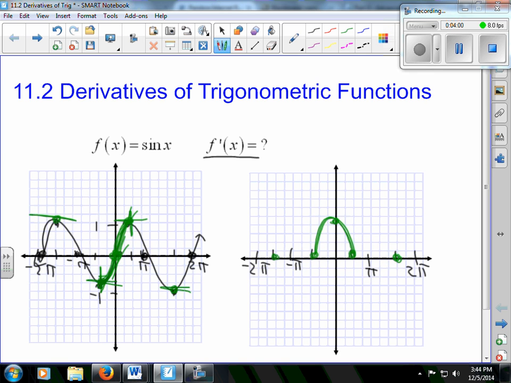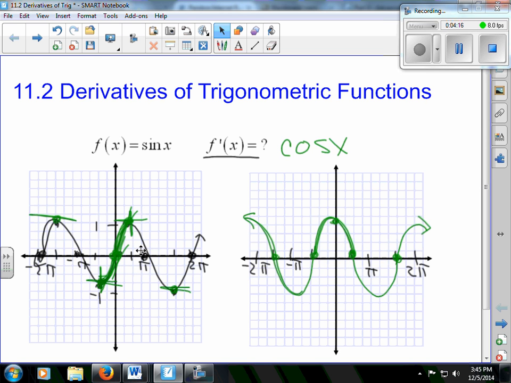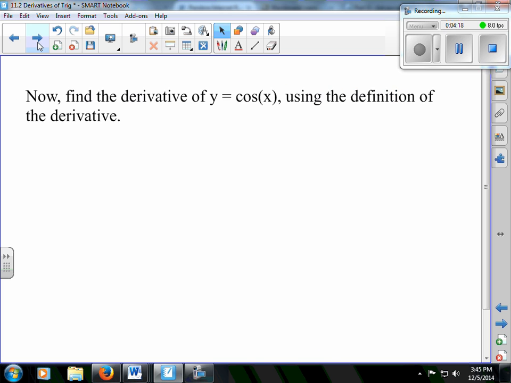And if you guessed, the derivative will turn out to be this graph. And who is that the graph of? It's the graph of cosine of x. And so the derivative of sine of x is cosine of x. All right, one down. Now we're going to find the derivative of cosine of x.